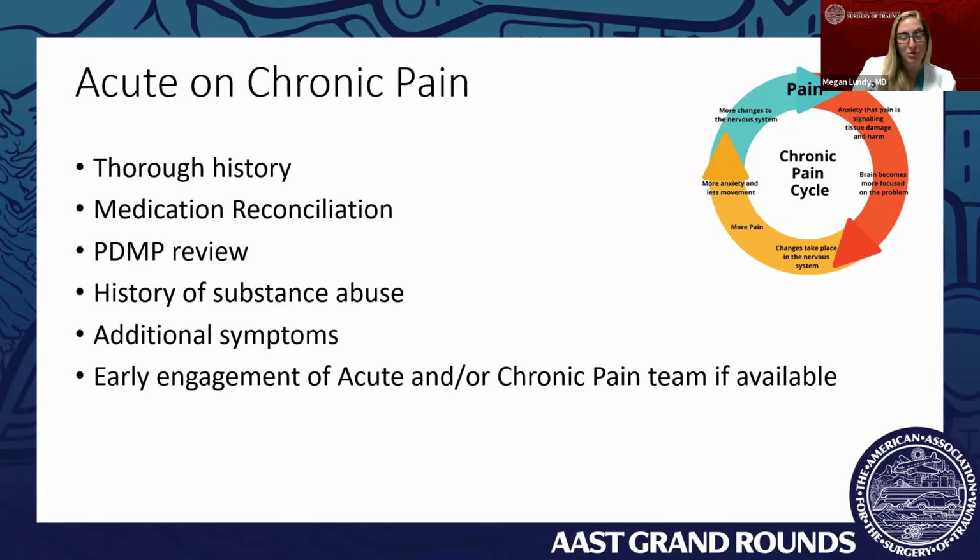Not infrequently, folks with chronic pain have a concomitant substance abuse history. Their pain may be the very thing that exacerbated this. You'll want to ask to be sure about other symptoms: anxiety, depression, insomnia, nausea, the abdominal symptoms, constipation, things of that nature. And if available in your hospital, do not wait. Engage the pain teams. Early involvement can be very helpful to avoid a spiral of poor pain control.